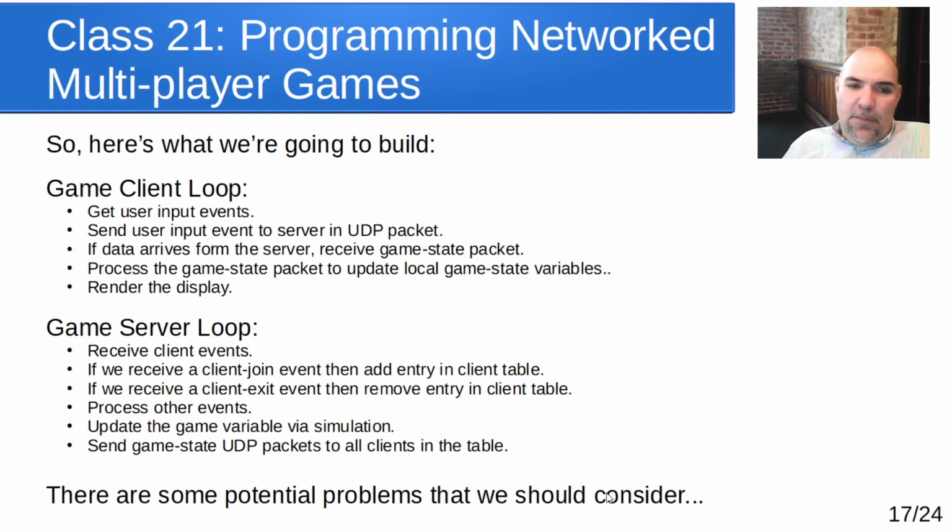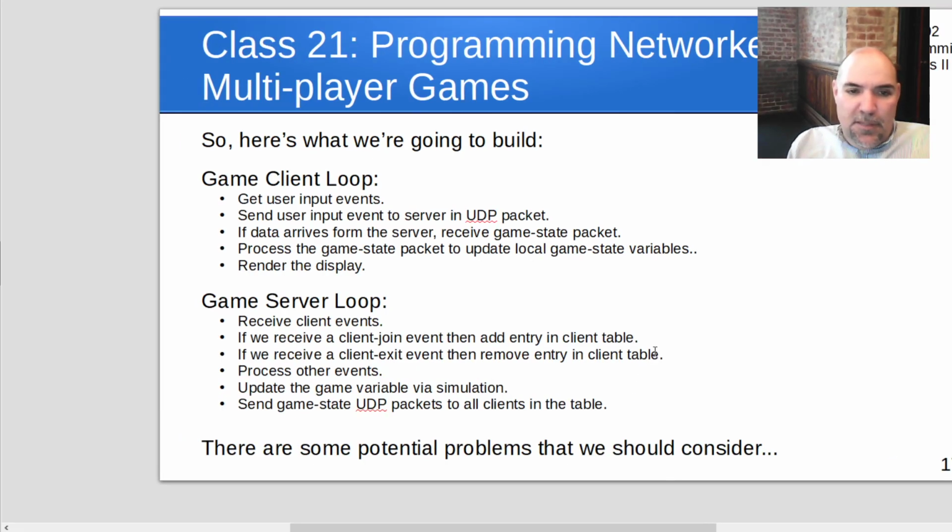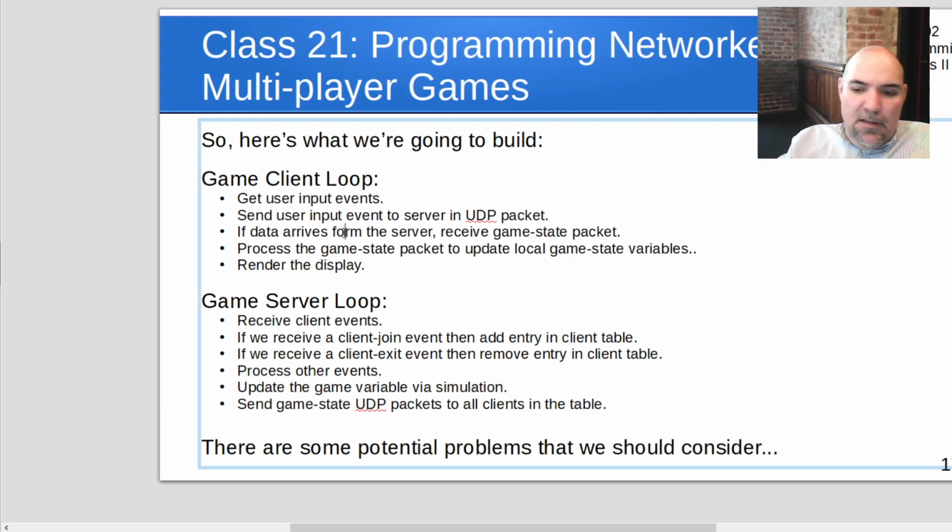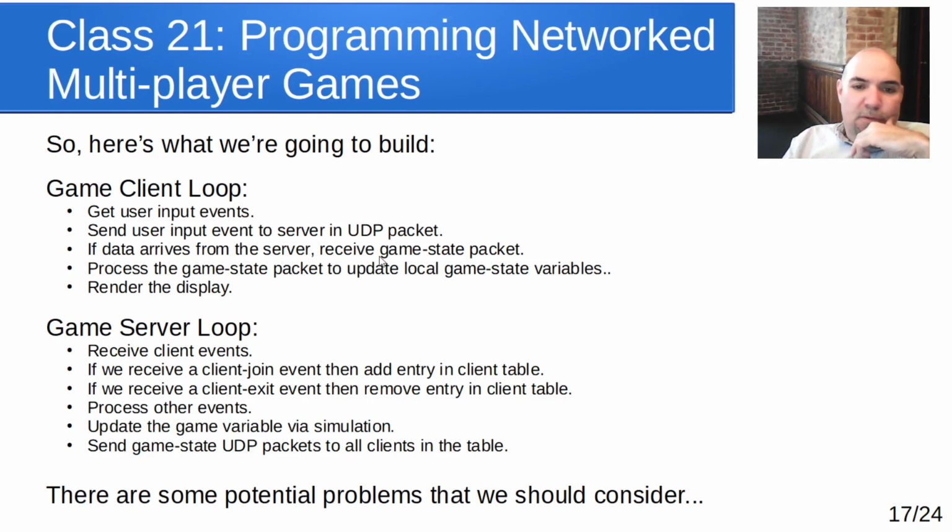Okay, so here's what we're going to build. We're going to have a client game loop that's going to get user input events, put them in a UDP packet and send them. If data arrives from the server, then we receive that game state packet, we process it to put all the game variables where they need to be from what the server told us, and then render it, and then repeat that over and over again. Get events, send the events to the server, get what the server says the game state is, render it, repeat.